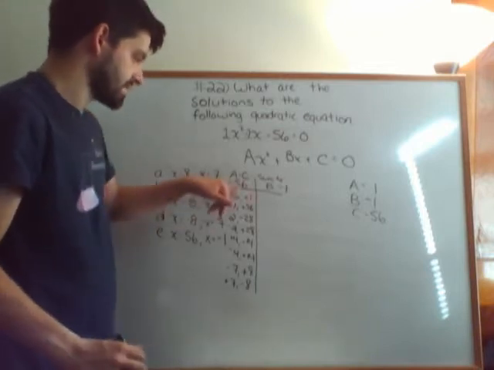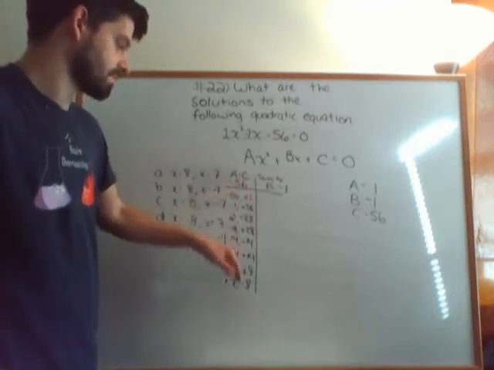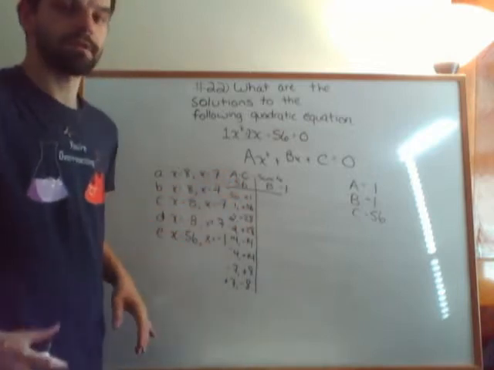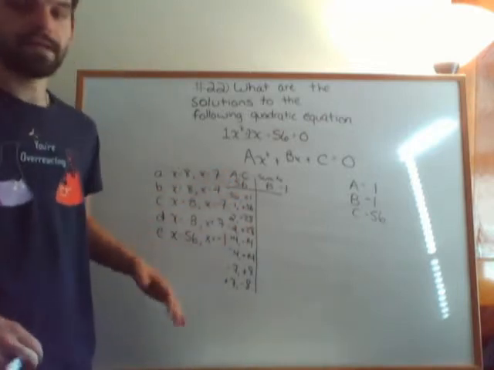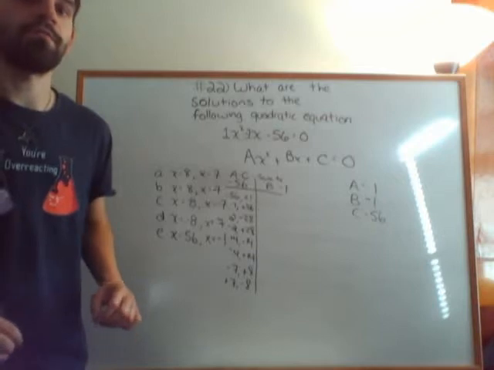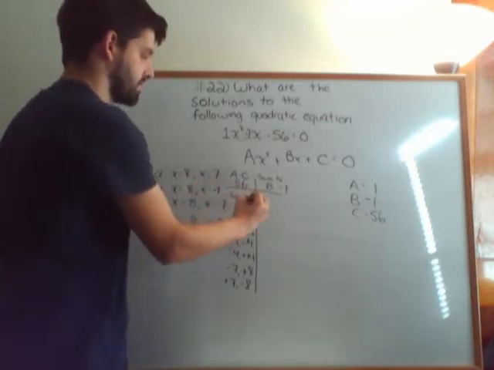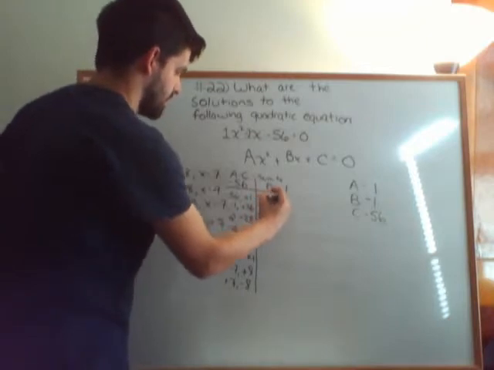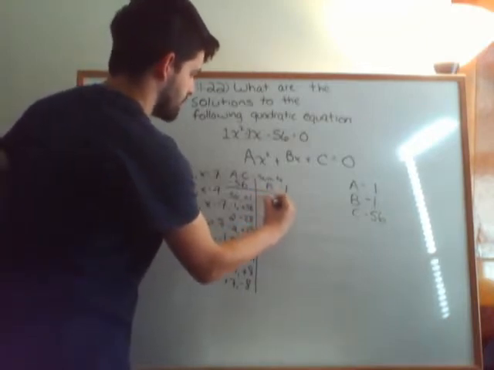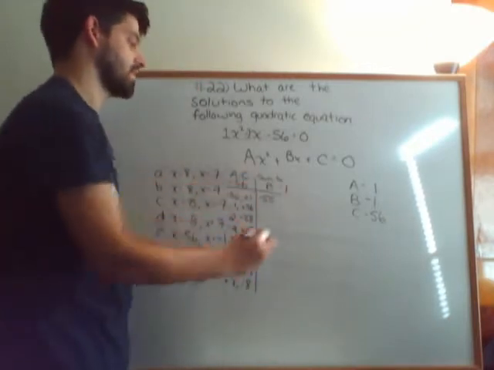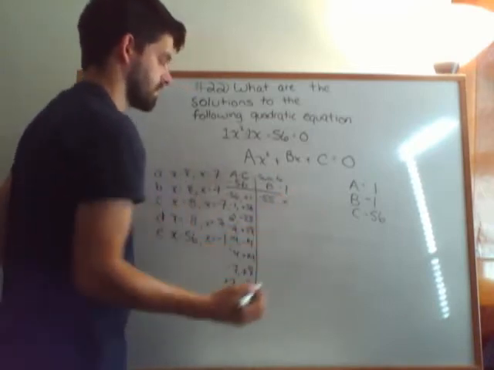Now what we're going to do is we're going to take the sum of these, we're going to add these pairs together, and we're going to try to figure out which pair of factors is equal to negative 1 when added. So let's go ahead and start at the top. Negative 56 plus 1 is negative 55. This is not equal to negative 1, so this pair of factors doesn't work.